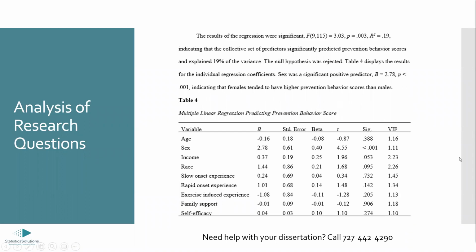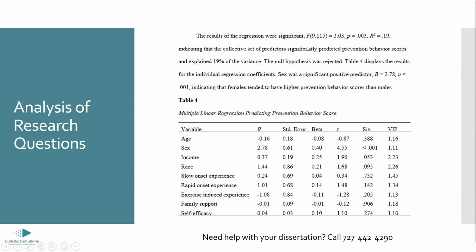Now here's an example of results for a regression analysis. So you might start by presenting the results for your overall regression model, which would include the results of an F-test, your p-value, as well as perhaps your R-squared value or variance explained for your regression. In this case, our p-value for our overall regression is less than 0.05, so it's significant, and we can reject our null hypothesis.